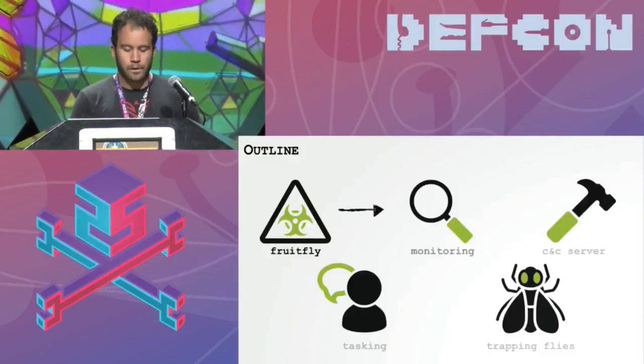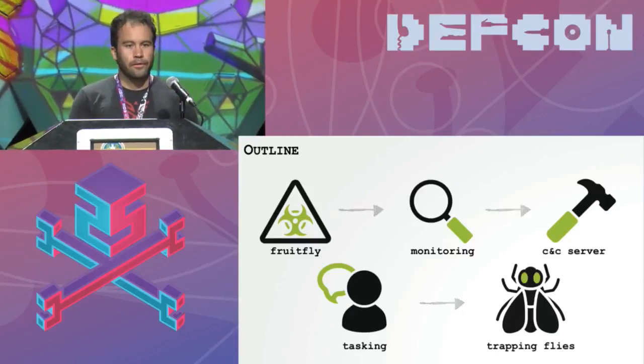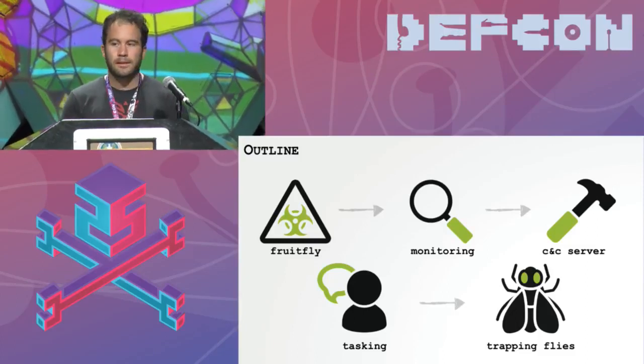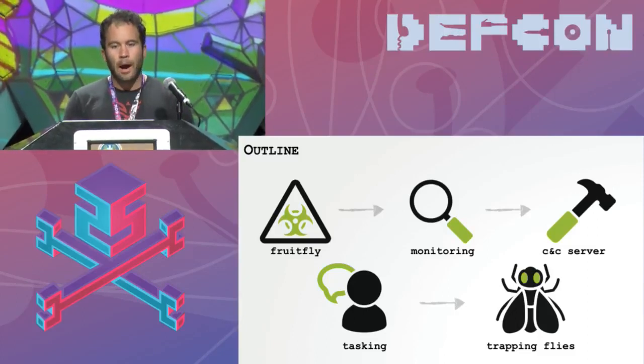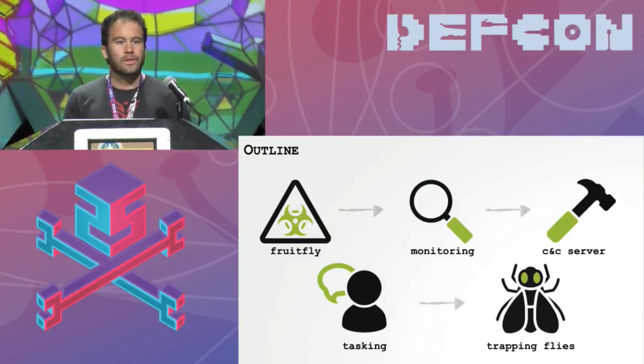So today we're going to start by looking at an interesting piece of malware called FruitFly, and we're then going to talk about some monitoring tools and capabilities I wrote for Mac OS. Then how I built a custom command and control server. Following this, how I then used that server to task the malware in order for it to reveal its capabilities to me. And then finally, what happened when I put this command and control server on the internet.